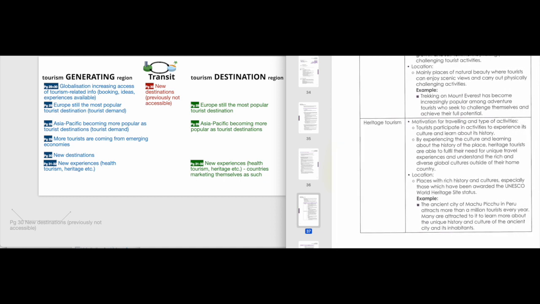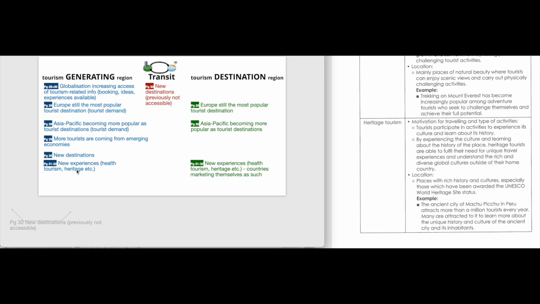Okay, so yes, tourists may demand new experiences, more of them want new experiences, but it cannot happen without the destinations themselves doing something about it, like marketing themselves as such. Okay, now let's look at another factor.